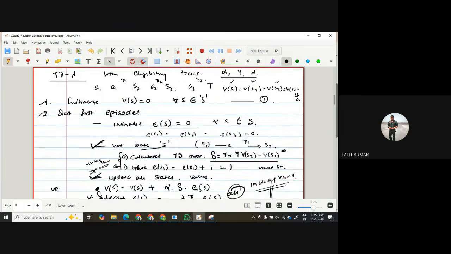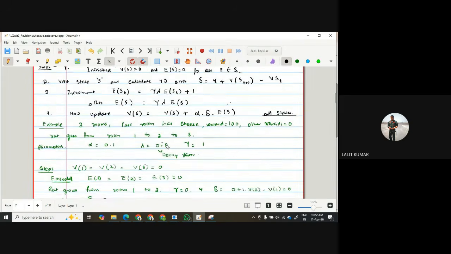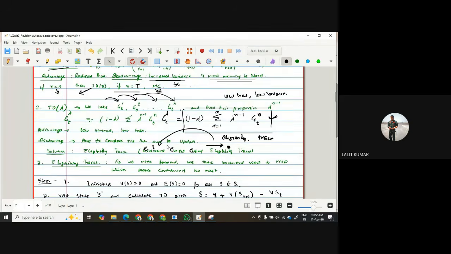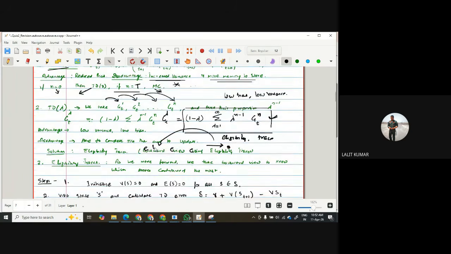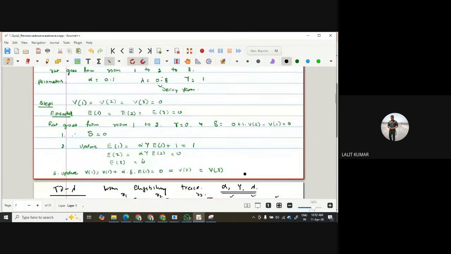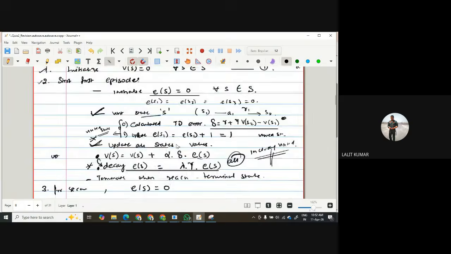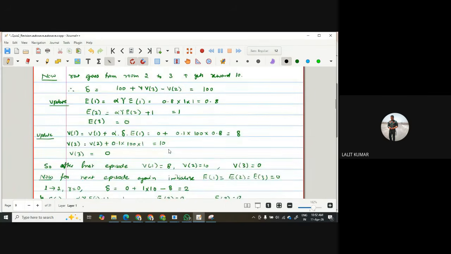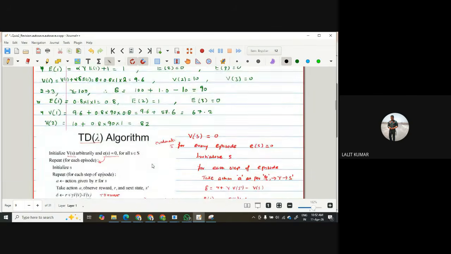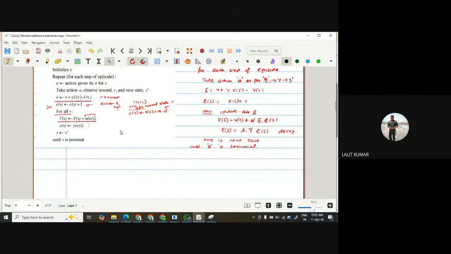I have shared an example, which they have not given in our course material or in any GA, so I have covered that. You can go through that example and things become very clear how it is happening. So this is all about week 6, eligibility trace, TD lambda algorithm.